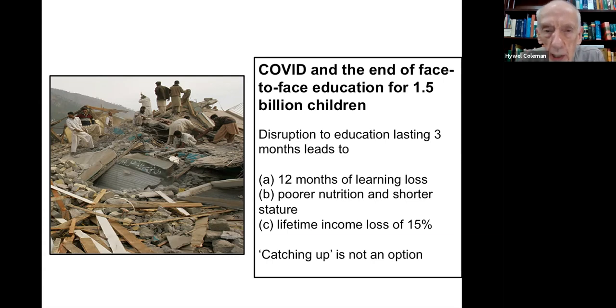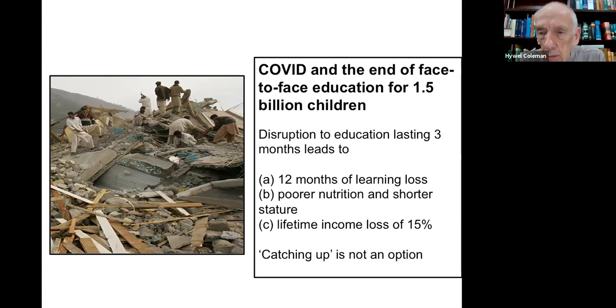Similar research has been carried out in Thailand after flooding disrupted education for a couple of months, and very similar long-term consequences have been identified. And also in Argentina, where a teacher's strike lasted for 88 days some time ago and disrupted children's learning. Now, these three cases, 3 months after an earthquake, 4 months after a flood, 88 days of a strike, are relatively short periods.